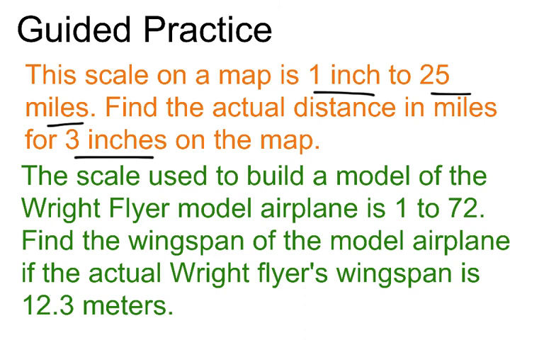Let's look at another example. A scale used to build a model of the Wright Flyer, in other words, the Wright brothers airplane, is 1 to 72. Find the wingspan of the model airplane if the actual Wright Flyer's wingspan is 12 3/10 meters. So you are going to have some decimals to deal with, and with this problem, cross products is going to be your best friend. And again, ask yourself the question, which one's going to be bigger, the actual airplane or the model? Go ahead and take a minute to pause this tutorial and solve your guided practice now.